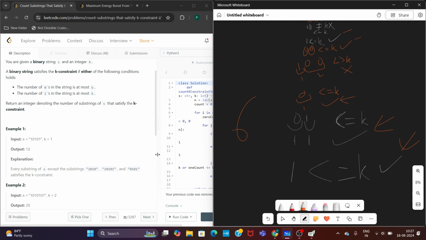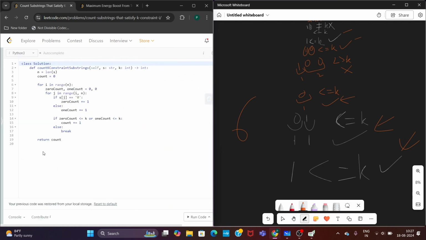So what approach have I used over here? I have used a simple brute force approach in this situation. First of all, I have found the length of my string s and initialized my counter variable to 0. Then I am iterating for each variable, meaning each number in the string s.